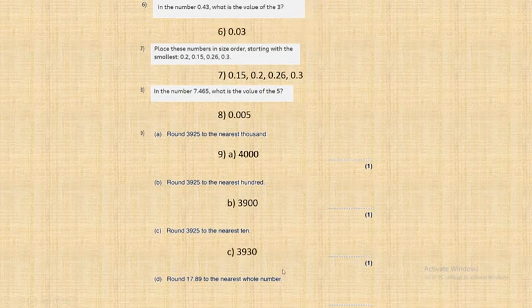The last one here, round 17.89 to the nearest whole number. The whole number is the units or the ones. Go next door, which is the 8. The 8 is a strong number, so add one more to the 7, so it's going to be 8 here, not 7. So it's going to be 18.00, which equals 18.